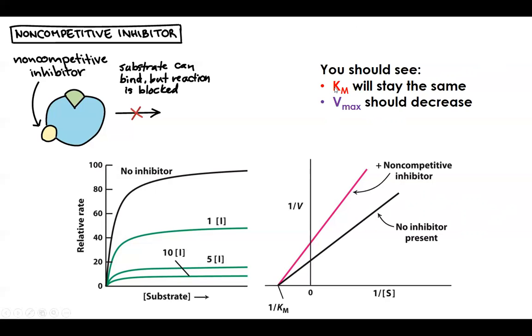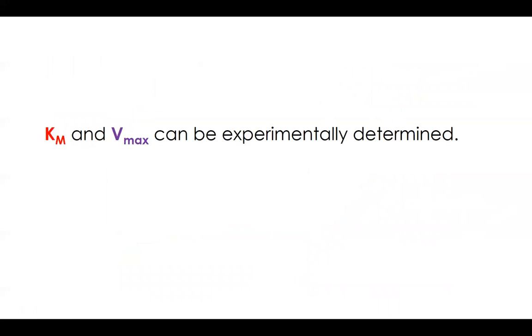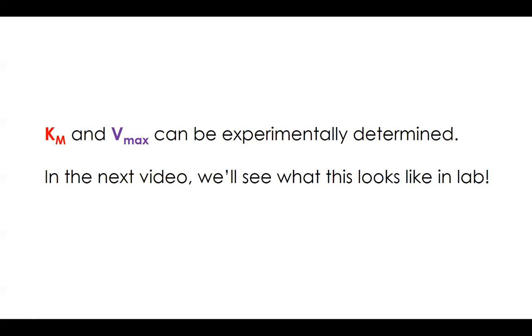Okay, so we've seen how these values will change, both in a situation with a competitive and a non-competitive inhibitor. So these can be experimentally determined. Hopefully, from looking at the axes, you can see that this is something we can manipulate in lab. The substrate concentration we can control, and the velocity is something that we can and have measured in other situations. So in your next video, you get a chance to see a film version of the protocol so that you understand what this will look like when you get to it in lab.